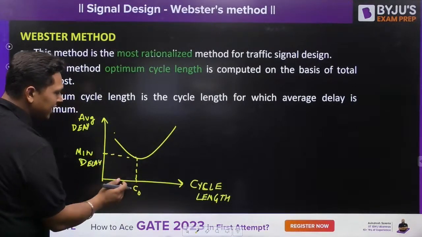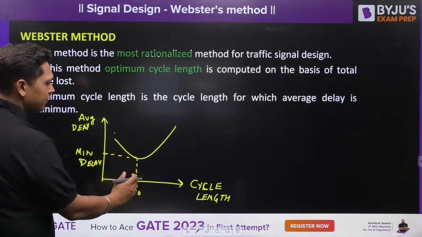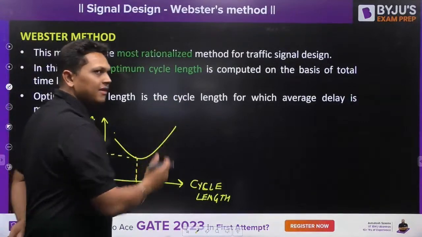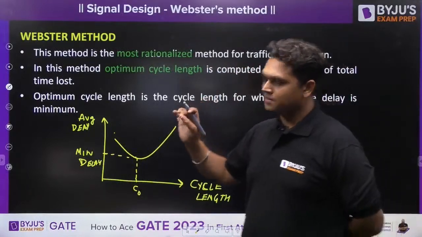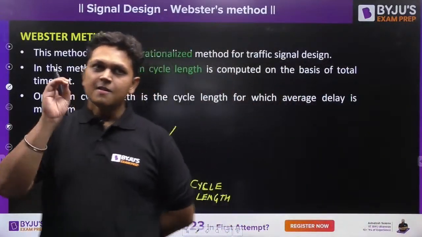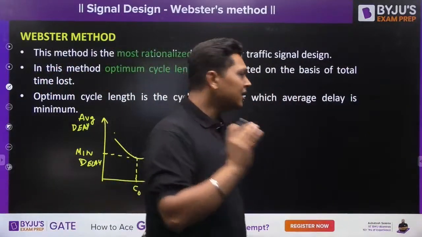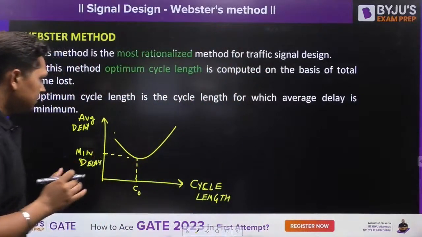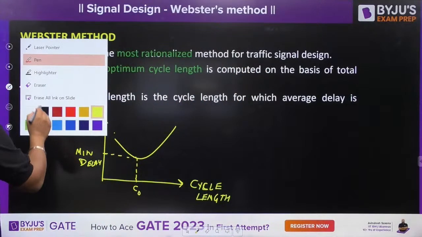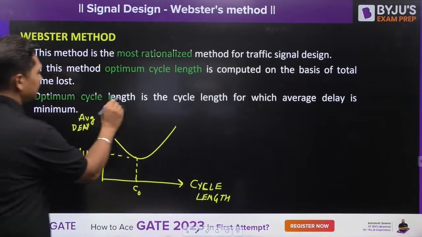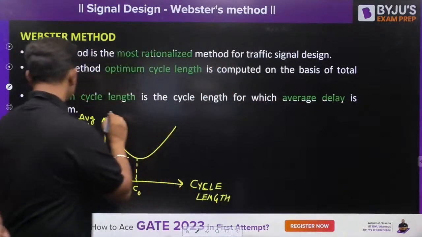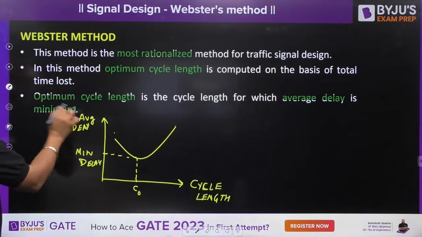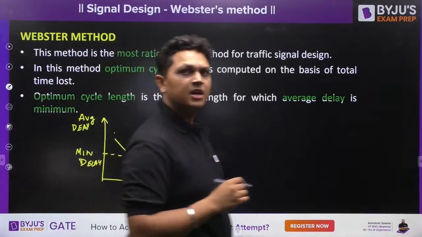If you reduce the cycle length, your delay will increase. If you increase your cycle length, your delay will again increase. So at this cycle length, as per this formula of Webster's method, you are going to get the minimum cycle length. Okay. So this is what I have written. Optimum cycle length is the length with which the average delay is minimum. Okay. Average delay is minimum.